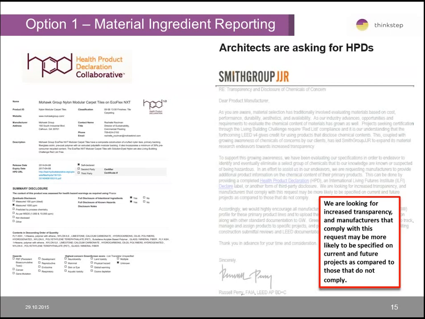But there are challenges with the HPD system, such as many chemicals and materials don't have CAS numbers. Intentional ingredients that you put into your product often undergo a chemical or physical change during manufacturing. They may no longer exist in the final product. And HPDs don't consider risk or exposure to a chemical, only hazard. That said, some of these issues are being worked through, and architects are asking for them, so they're here to stay.